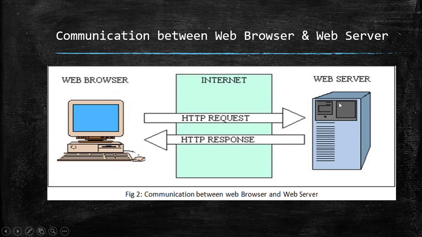After receiving the request, the server will process it. If all the resources are available within this server, then the server will send this information as a response. With the help of an HTTP response message, the web server sends the response to the web browser. The web browser will collect this information and display it in the form of web pages. So this is the complete communication between web browser and web server.